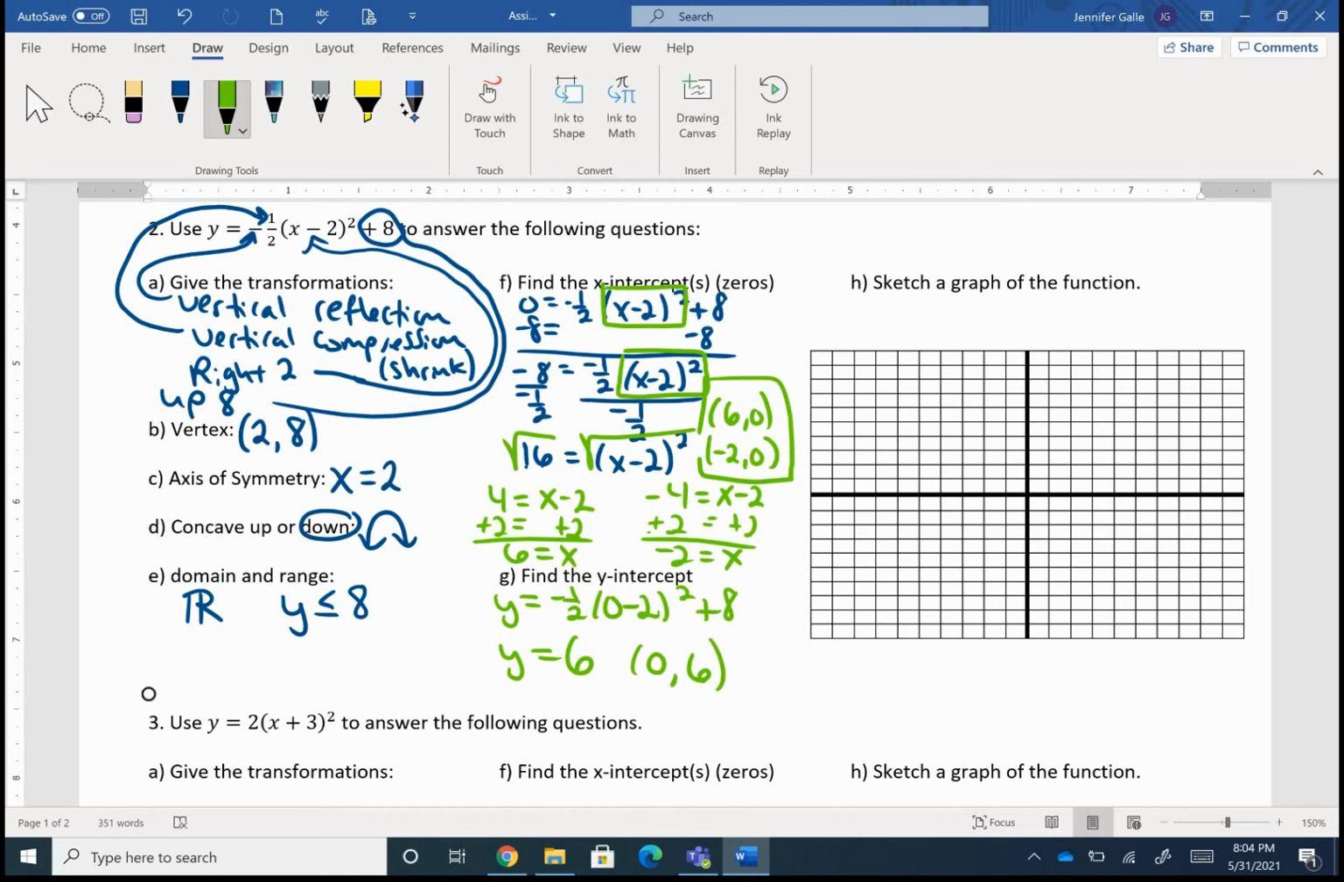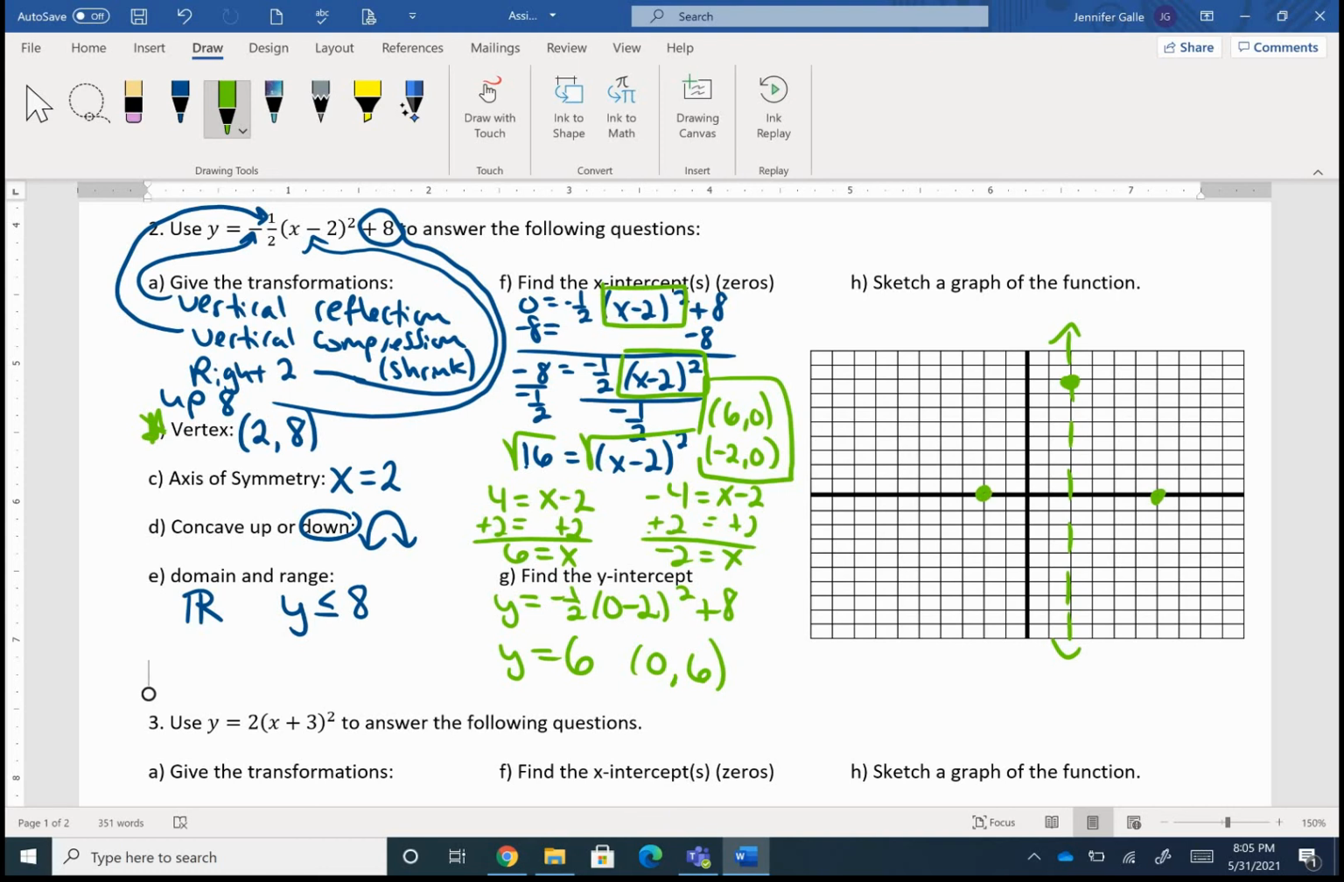If you want to put different pieces on your graph as you go, you sure can. Like as you find your vertex of 2, 8. If you wanted to graph that right away before you move on to the next part, you can. Axis of symmetry, x equals 2. X-intercepts are 6, 0, and negative 2, 0.